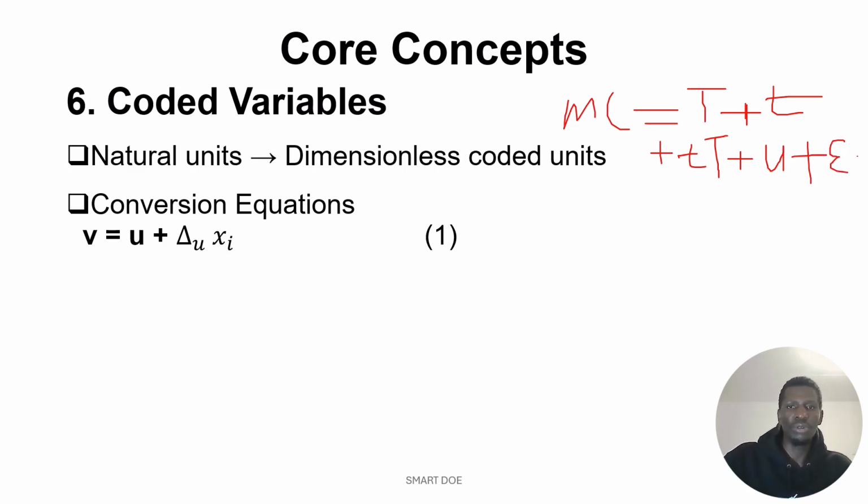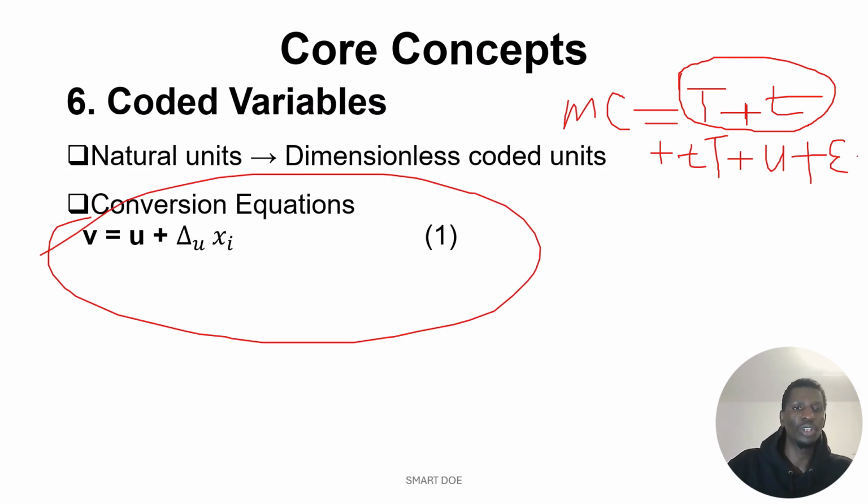Why is it always important to convert these natural values to dimensionless coded units? You can see here that moisture content is dependent on the effect of temperature plus time plus the product of, or the interaction between, temperature and time plus the intercept, then plus the experimental error. You can see mathematically this may not be so good because it is like you are adding degree C plus seconds, like you are adding 10 apples to 4 oranges, which mathematically may not sound right. So it's always good to convert natural values to dimensionless coded units. And you can always use equation 1 to do it.